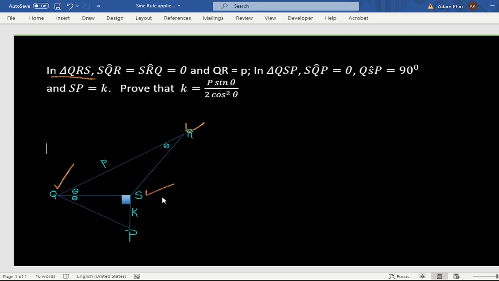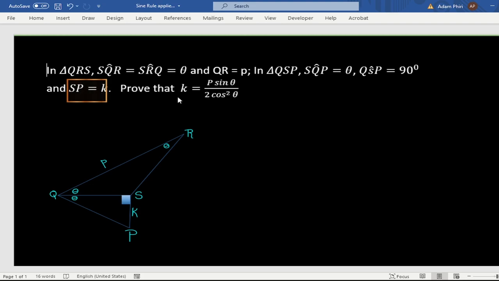Two triangles combined into one, and then we have angle SQR, that's theta, and angle SRQ, that's also theta, and QR is equal to SQP, and then we're solving for that angle and that side. So what we have to do is check all the triangles. That's angle SQP, and angle QSP is the right angle, 90 degrees.